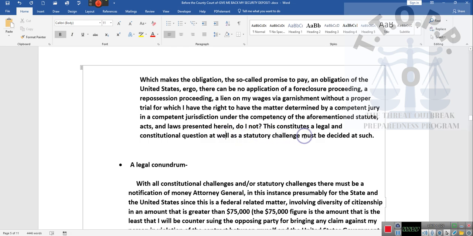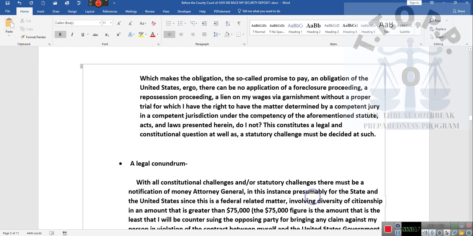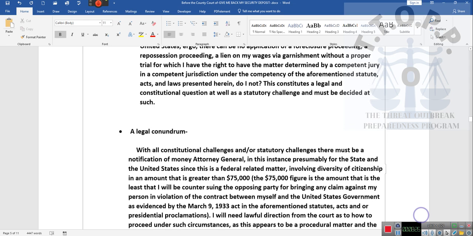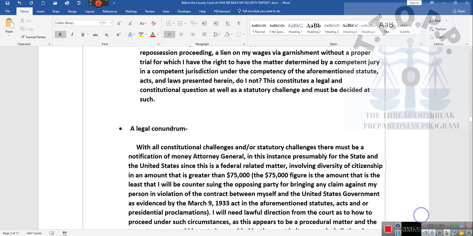This constitutes a legal and constitutional question, as well as a statutory challenge, which must be decided. And it says it must be decided as such. Wait. What's the statutory challenge and the jurisdictional challenge?